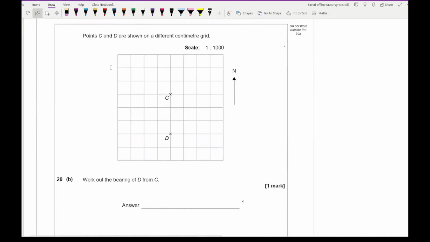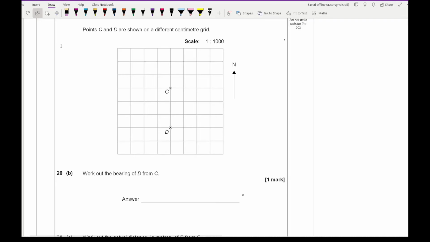Then moving on to question 20b, it says that points C and D are shown on a different centimeter grid. Work out the bearing of D from C. So we're going in this direction here, and so if we draw our north line using bearings, it's this angle here that I'm wanting, and that's going to be 180 degrees.